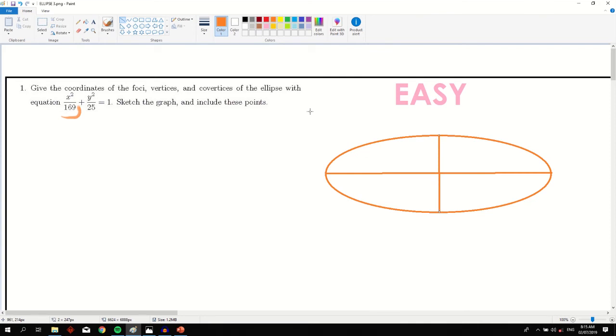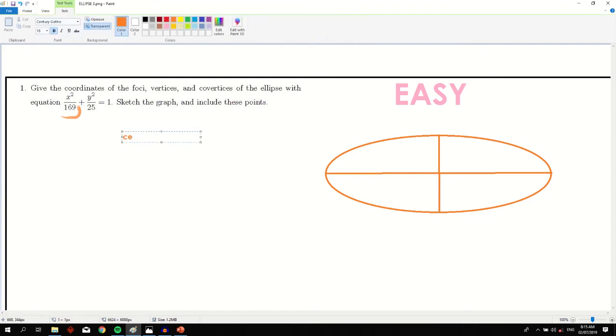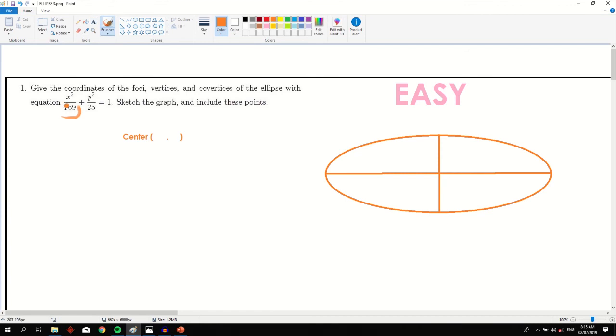Okay, so the center of this would be what? What would be the center? Yes, very good, because x has no partner, and y has no partner, so the center should be (0, 0). Very good.